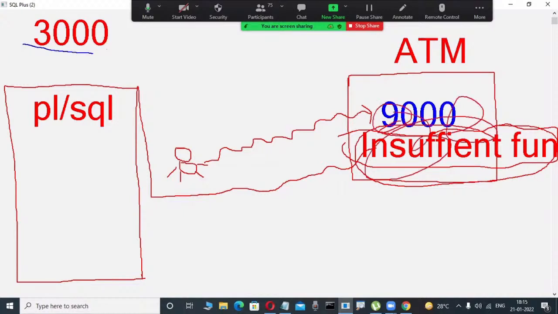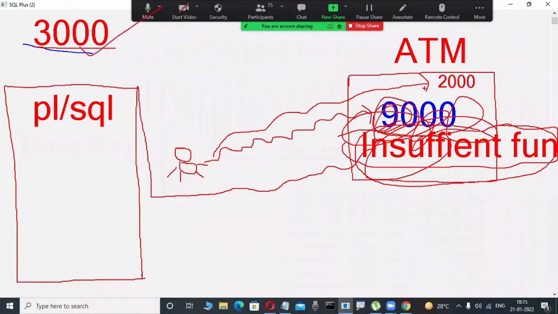Again, another scenario. For example, my balance is 3,000. Suppose I insert my ATM card and try to withdraw 2,000 rupees. Now it is possible. Why? Because here my balance is 3,000. I try to retrieve 2,000, which is less than 3,000. That's why this withdrawal is possible. We are withdrawing the money, 2,000 is possible in this example.